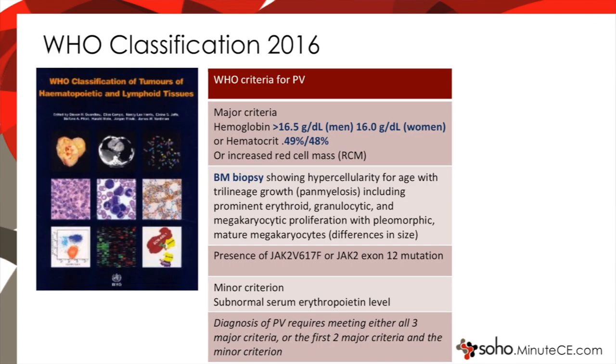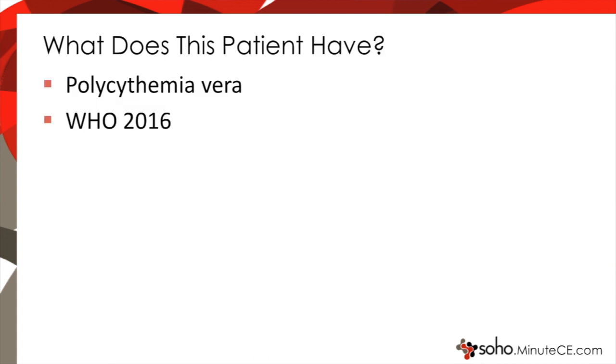So the WHO classification in 2016 has now decreased the hemoglobin threshold, has included bone marrow biopsy as a major criteria, and probably will increase the sensitivity of patients like this one who appear to have at least all of the associated risks associated with polycythemia vera. So by the 2016 WHO criteria, this patient has polycythemia vera and will be treated appropriately with phlebotomy, aspirin, and hydroxyurea.